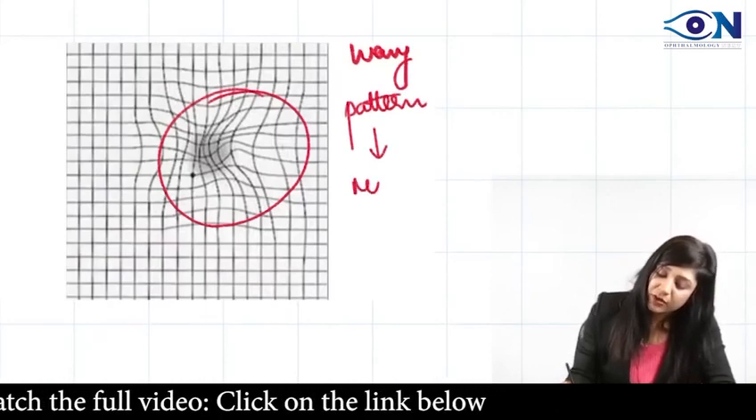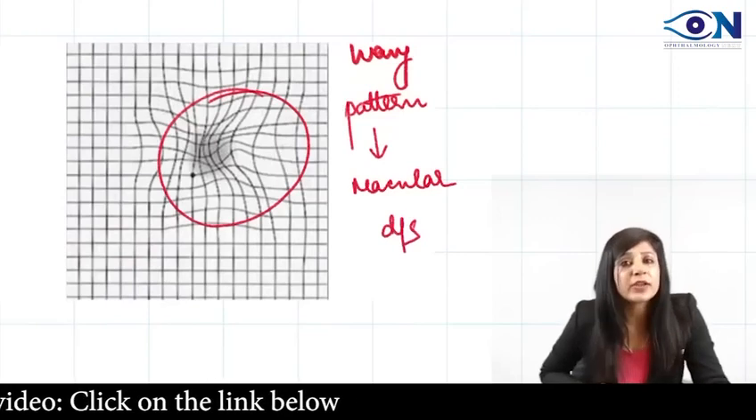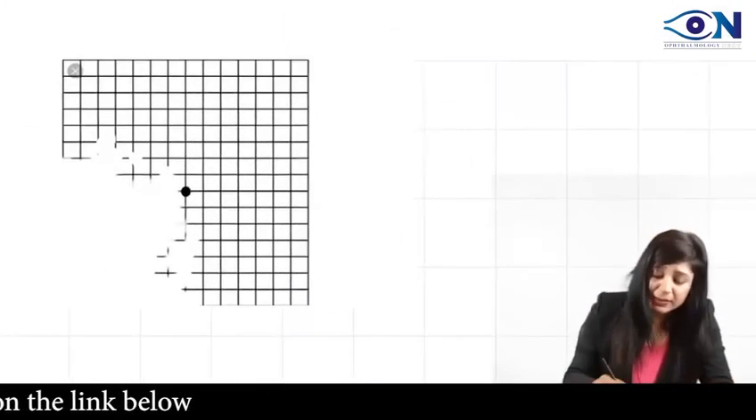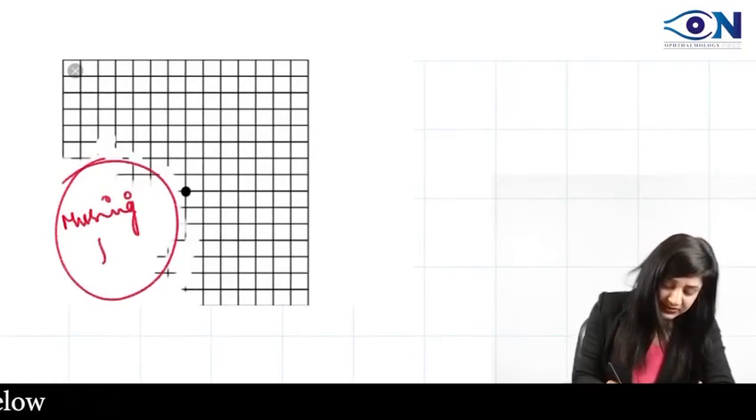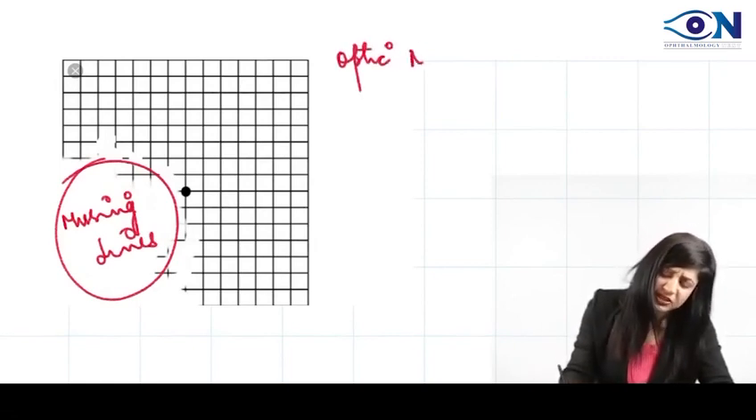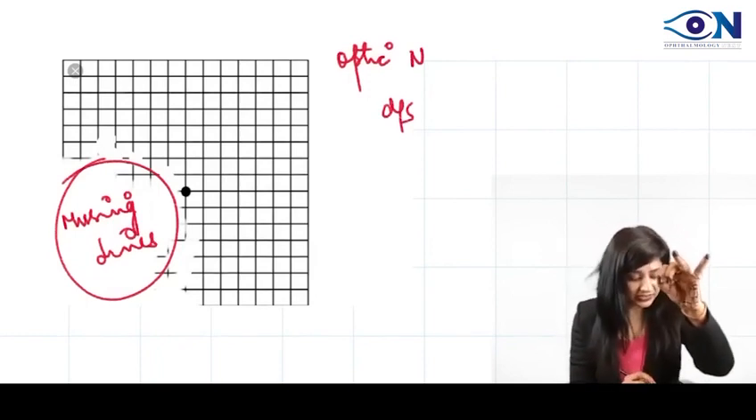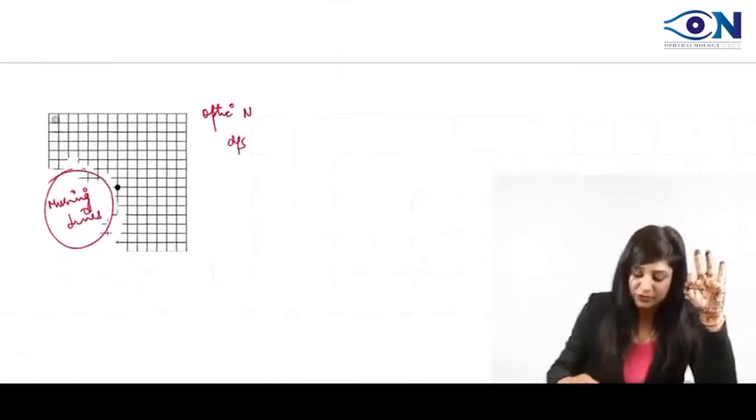Wavy pattern is found in the macular diseases. Whenever we are having the macular diseases, we are going to have the wavy pattern. And another pattern that we can have is this one. This is the missing lines. If it is the missing lines, that means it is an optic nerve disease. Direct. If you are having a macular disease, wavy pattern; missing lines, then we are having the optic nerve disease. What is this? It is a macular function test.